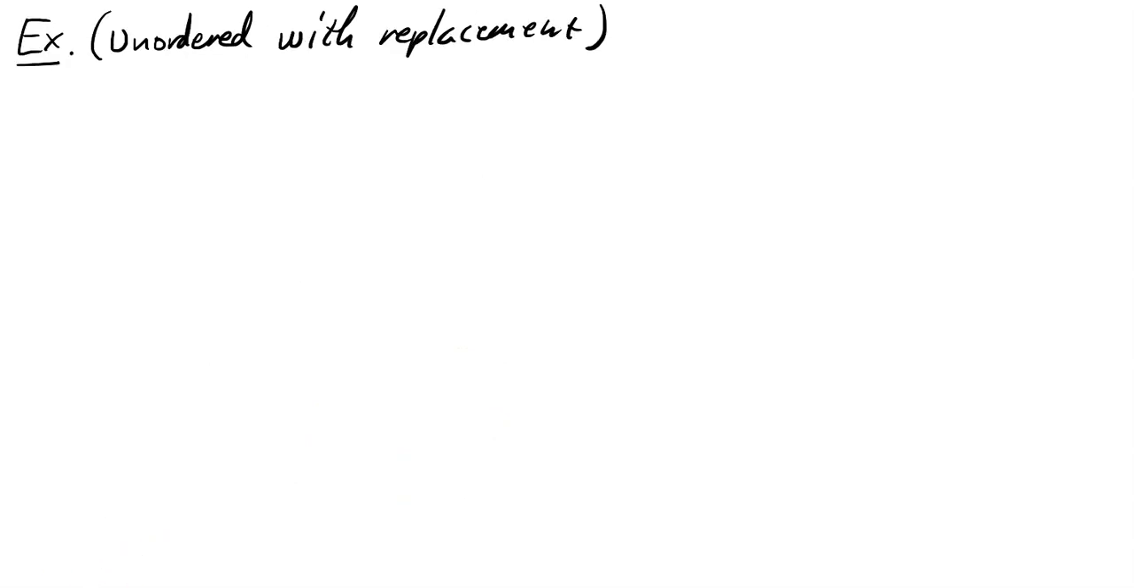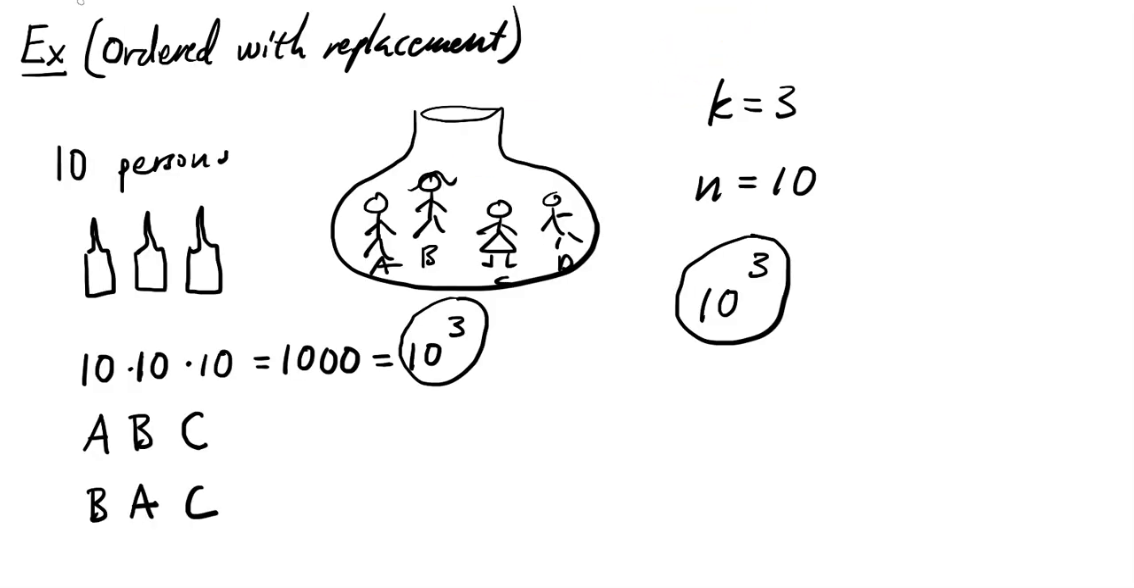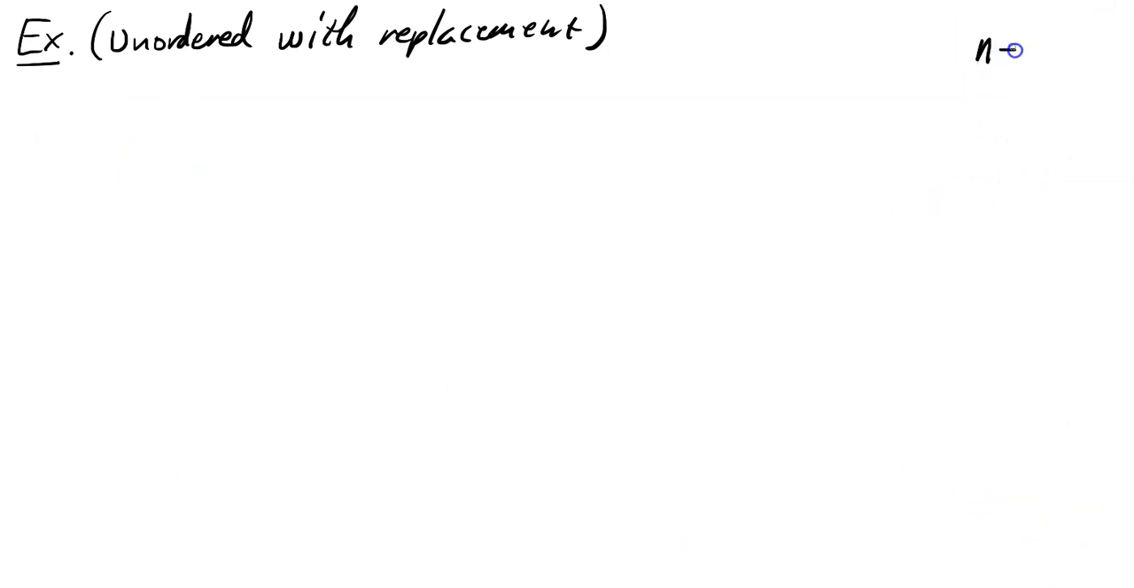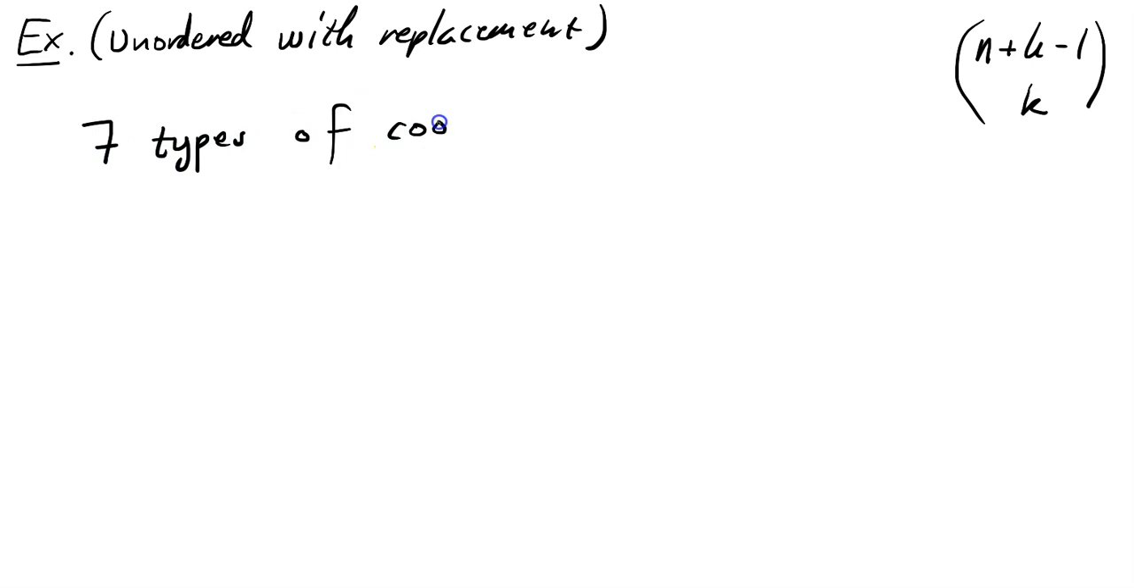And the final example is unordered with replacement. So if we go here now, unordered with replacement, and we have this formula here. So we'll use that formula later on. But let's just take an example first. Okay, so let's say you are invited to dinner, and they are offering cookies, and you have 7 different types of cookies.